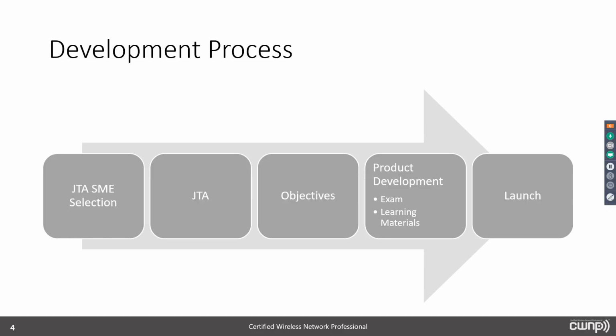Now, the purpose of a job task analysis is to determine what someone in the role of a wireless analysis professional would do in their job, because we want to make sure that our test is actually evaluating or examining the individual on the ability to perform that job. So we define the job in the job task analysis. Out of that, we define objectives.